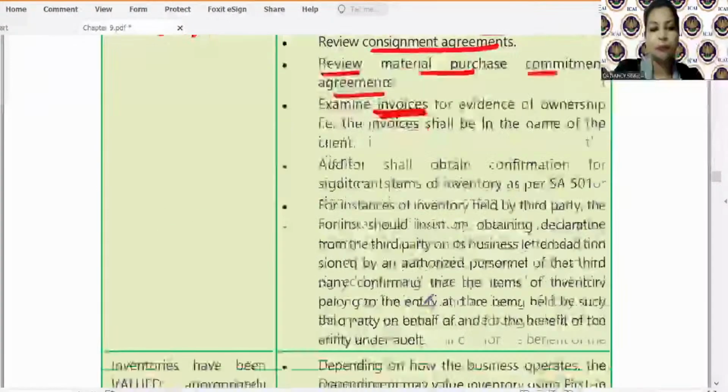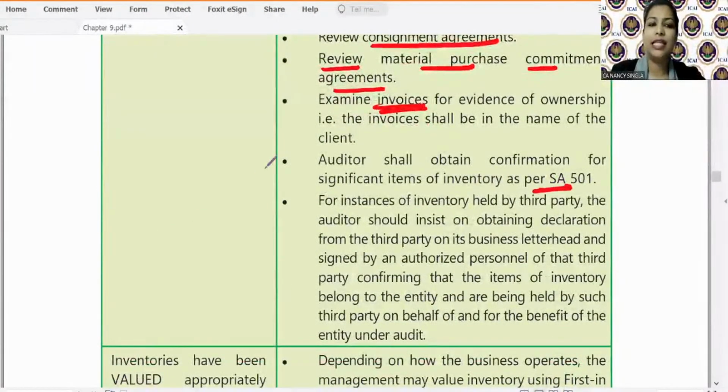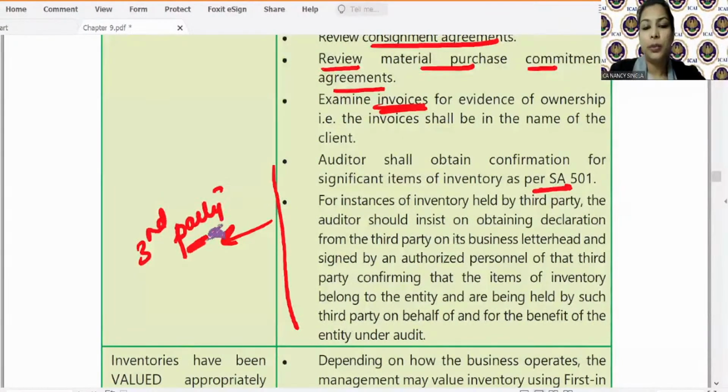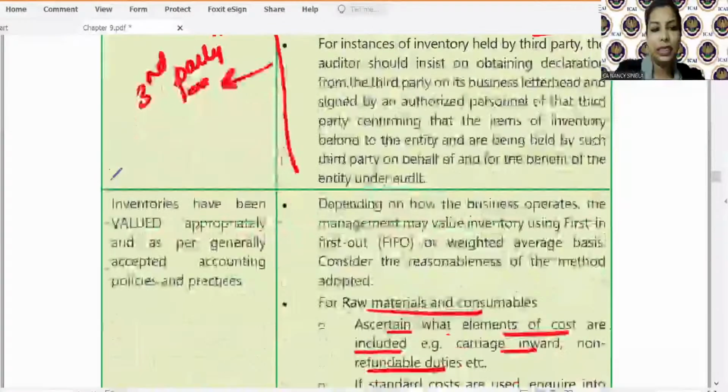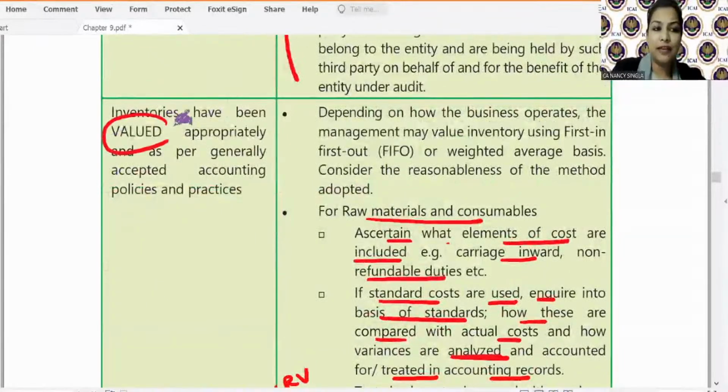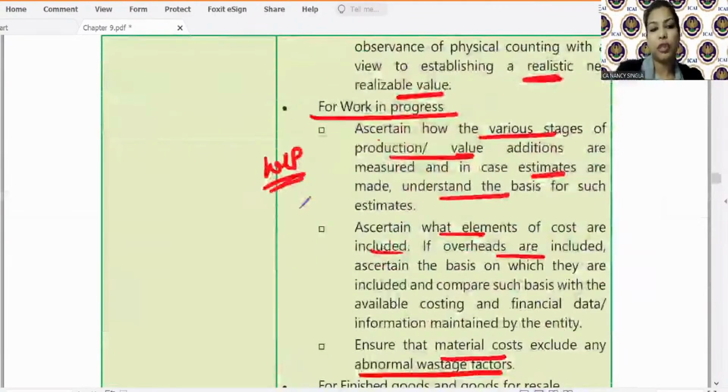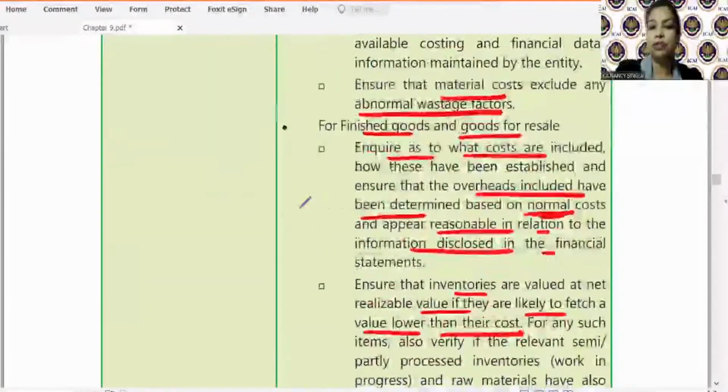Examine the invoices, and SA 501 says that if inventory is lying with a third party, these two points are with respect to inventory lying with a third party. So the auditor will see whether the confirmation has been taken or not, right? So the auditor will consider that. With respect to valuation, we have seen that the thumb rule is what? AS 2 says that either FIFO or the weighted average method can be used. With respect to raw material, work in progress, and finished goods, we have seen what audit procedures the auditor needs to perform.